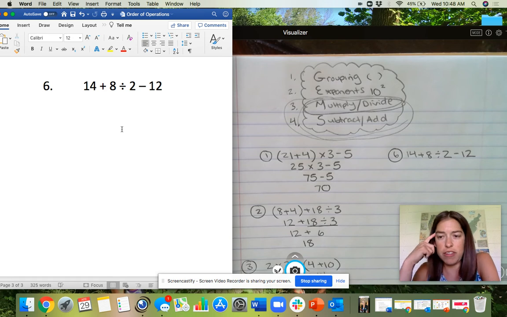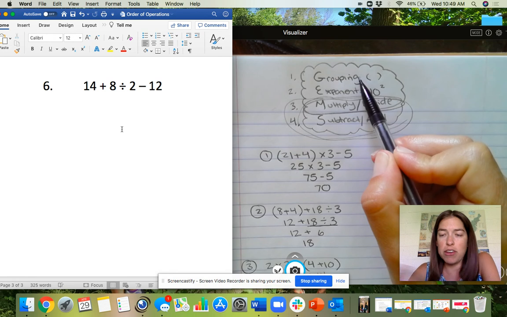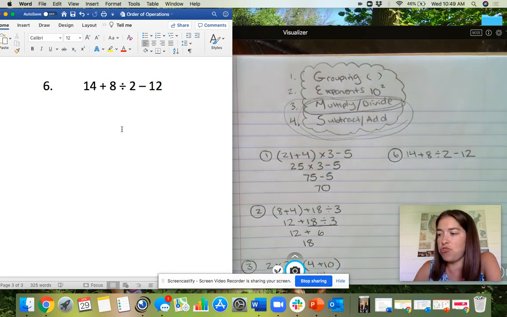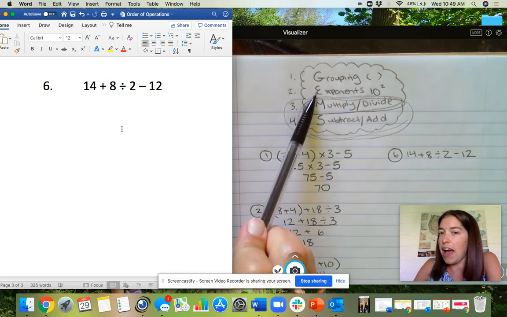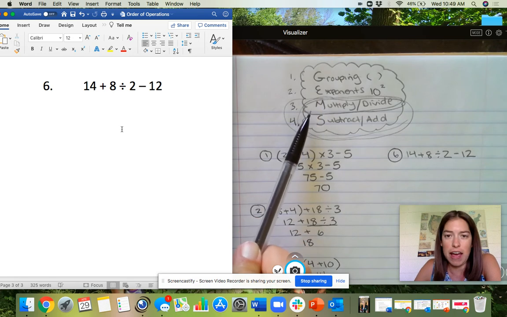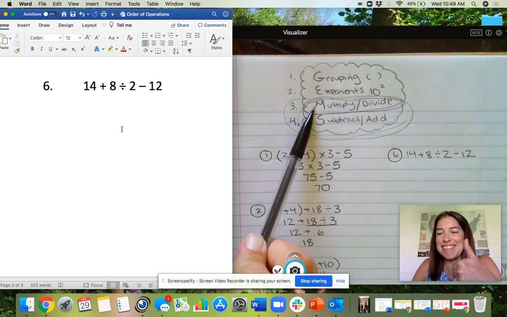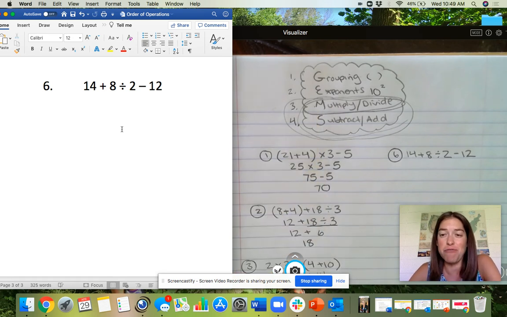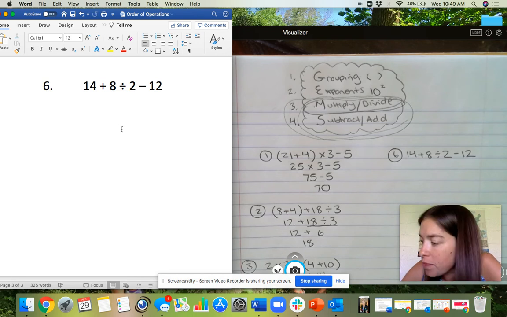All right, and we start to think about our order of operations. First, I'm checking for grouping. I don't have any grouping, so I'm going to move on to checking for any exponents. I don't have any exponents, so next I'm going to check for multiply and divide. Do I have any multiplication or division? Thumbs up, thumbs down. I do. I have 8 divided by 2. I have to solve that before I can do my addition or subtraction. Go ahead and solve that.